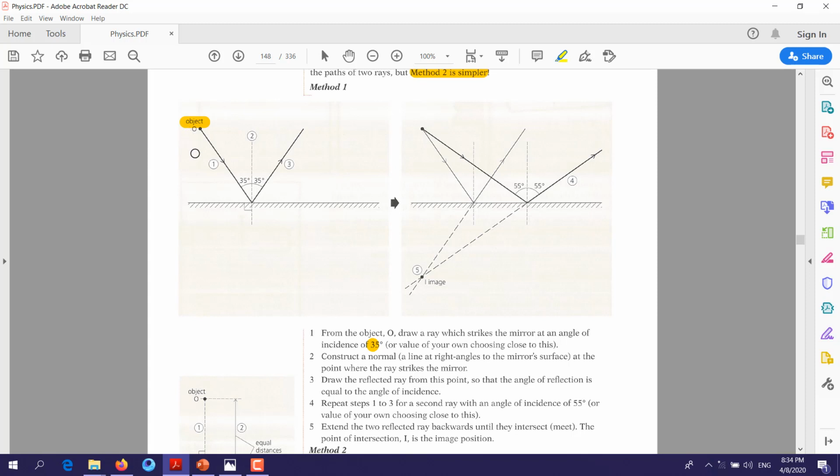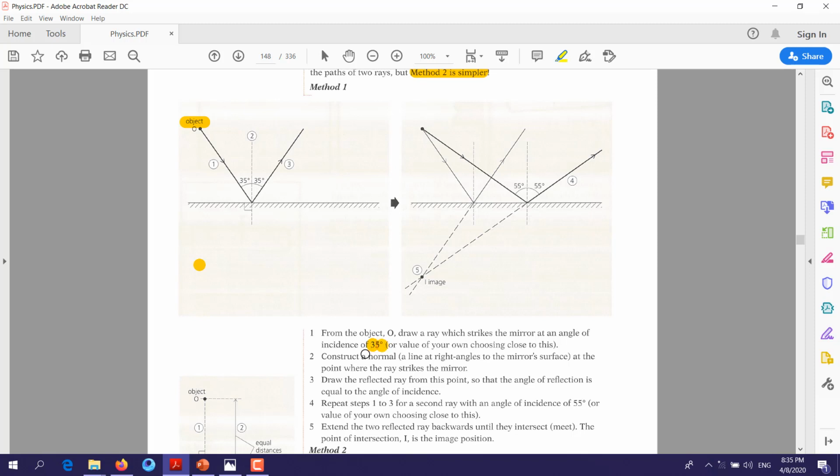So before we start, where do you think the position of the image will be? The answer, of course, is here. It should be behind the mirror. Now draw a ray from the object to the mirror. The angle is 35.